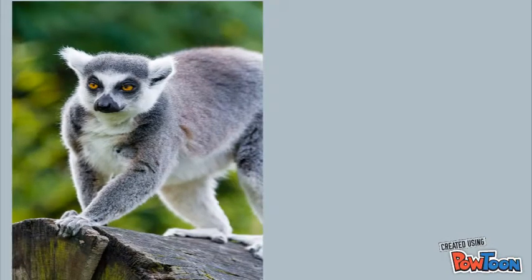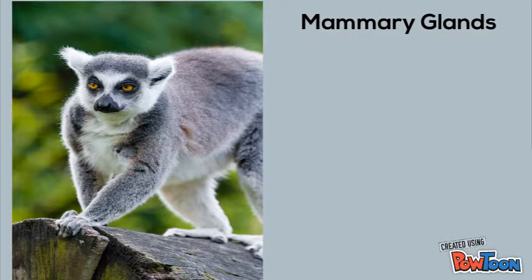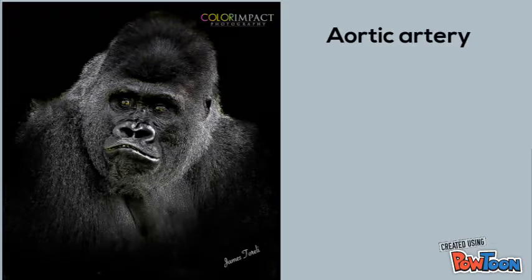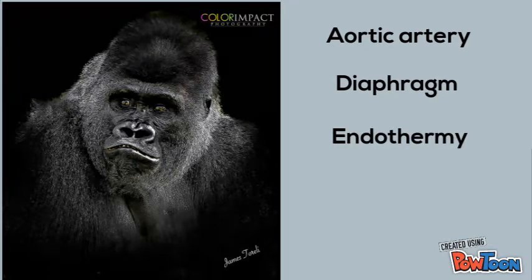Some general characteristics of mammals include mammary glands, with which females produce milk to feed their young during their immediate postnatal growth period; hair; jaw, where the lower jaw is a single bone; ear, where the middle ear contains three bones; and heart, a four-chambered heart. They also include an aortic artery, which is the main artery leaving the heart that curves to the left to form the aortic arch, a diaphragm, endothermy, which is how mammals regulate their body temperature, and diphyodonty, which is teeth replaced only once during their lifetime.